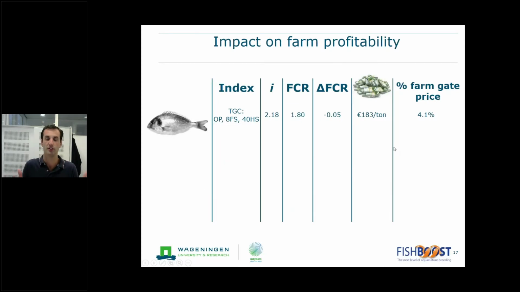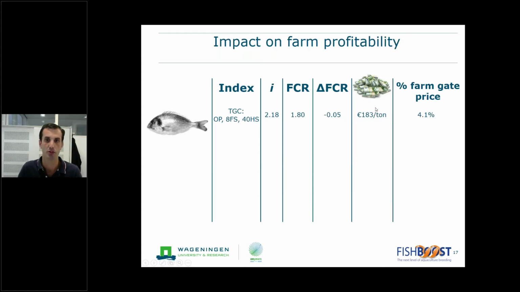So I've done a similar analysis for various species to test alternative selection indices and their effect on feed conversion ratio and profitability. For sea bream, I've simulated a breeding program where the selection index includes thermal growth coefficient records on own performance, 8 full sibs and 40 half sibs. This is the selection intensity, which is 2.18. The feed conversion ratio before genetic improvement is 1.8. And the expected response to selection on feed conversion ratio after one generation of selection is a reduction of 0.05.